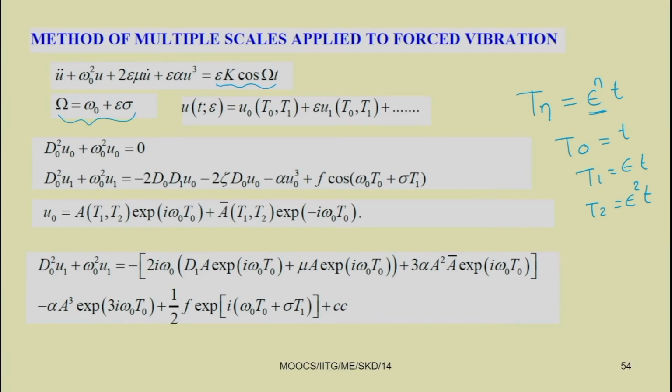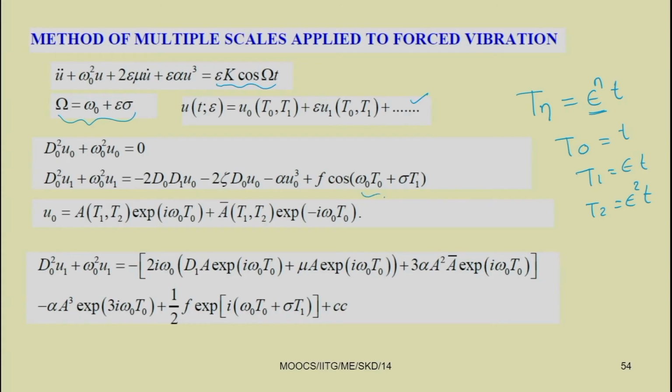Now, substituting this in the original equation and separating terms of different orders of epsilon, we can get D0 square u0 plus omega 0 square u0 equal to 0, and D0 square u1 plus omega 0 square u1 equal to minus 2 D0 D1 u0 minus 2 zeta D0 u0 minus alpha u0 cube plus f cos(omega 0 T0 plus sigma T1).